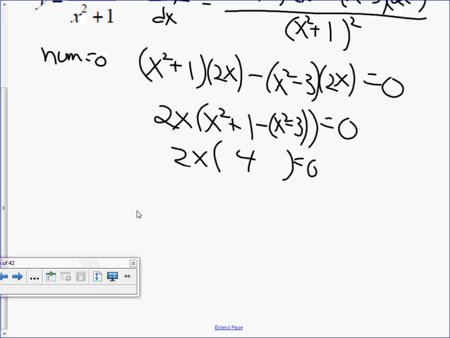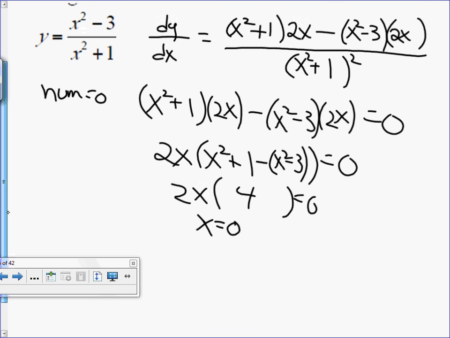So when is this going to equal 0? It's already all factored. What's the only value of x that's going to make 8x equal 0? x equals 0. Now I do have to be careful. I know that when x is 0, the numerator will be 0. I just want to make sure: does it make the denominator 0? No, so it's good. So I will have a horizontal tangent when x equals 0.